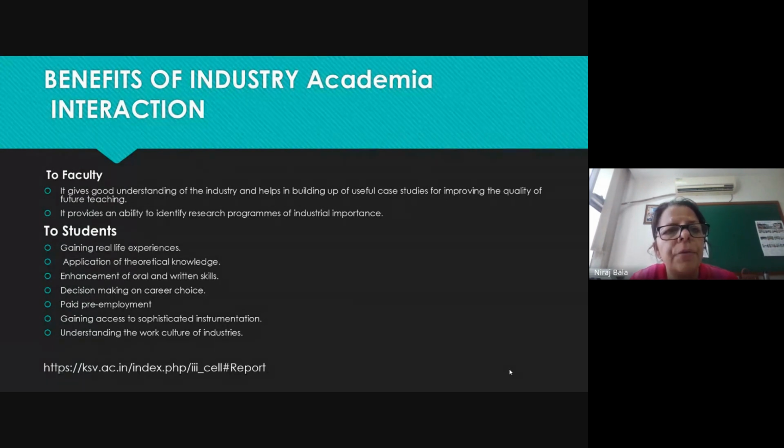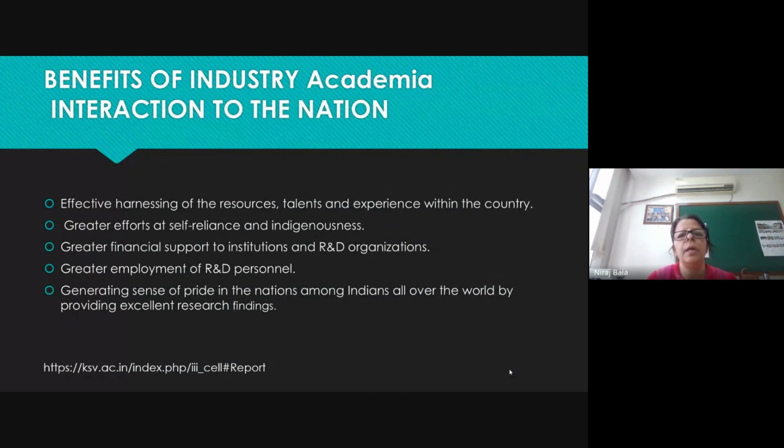So, dear participants, we have now covered two important parts: how industry can help in the curriculum design, delivery, as well as enrichment, and how this industry-academia interaction can benefit all the stakeholders, the institute, the faculty, the students, as well as the industry itself. So, moving forward to the nation, whenever industry is involved, there is effective harnessing of resources, talents, and experience. It helps in greater self-reliance and financial support to the institutions, greater employment, then generating a sense of pride in the nation among Indians all over the world by providing excellent research findings. So as a whole, the nation is also benefited.